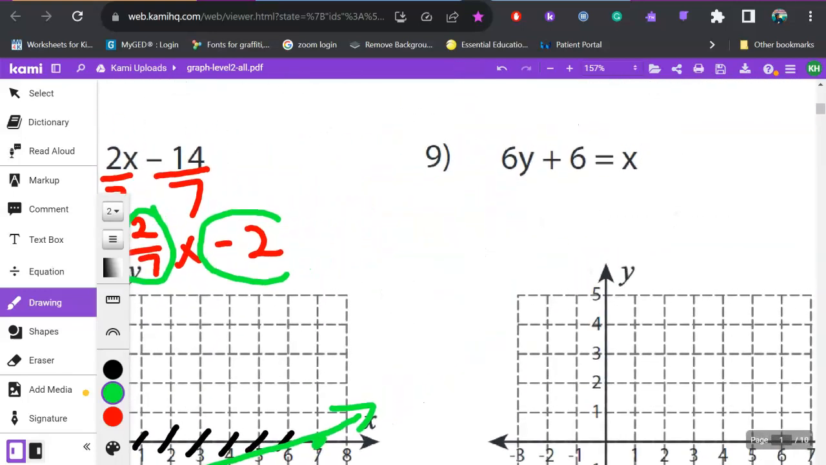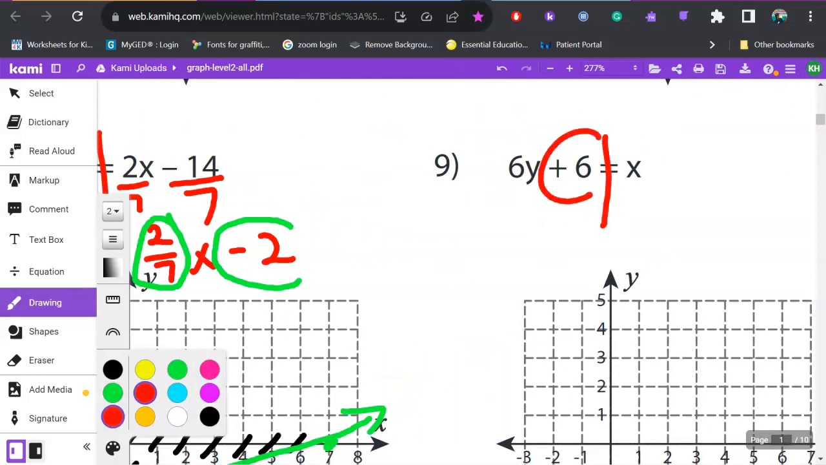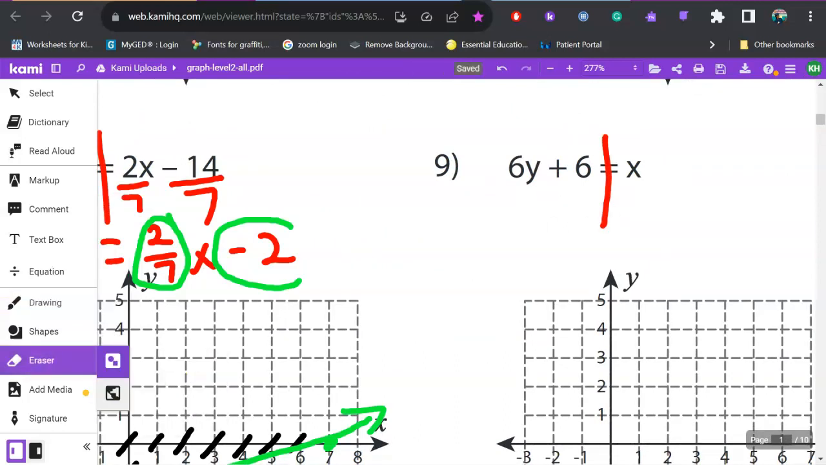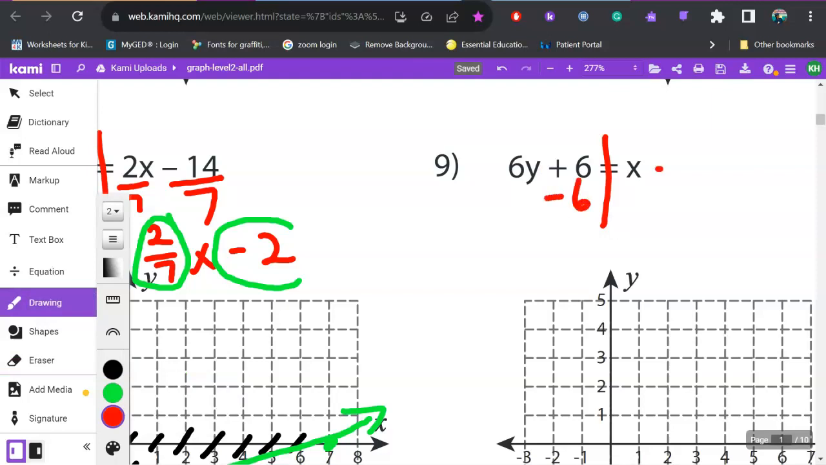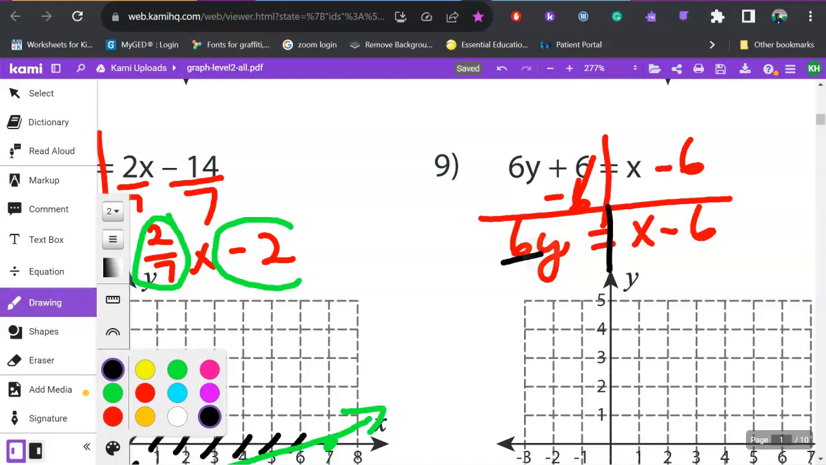Let's try the last one on this page. Here we are. Now this one, yep, I got to move this out of the way so I can get y by itself. So I'm going to subtract 6 from both sides. Subtract 6. When I do that, that leaves me with 6y. That cancels out. x minus 6. Now what? Now you see you're going to divide out the 6 here, divide 6 here, and divide 6 here.